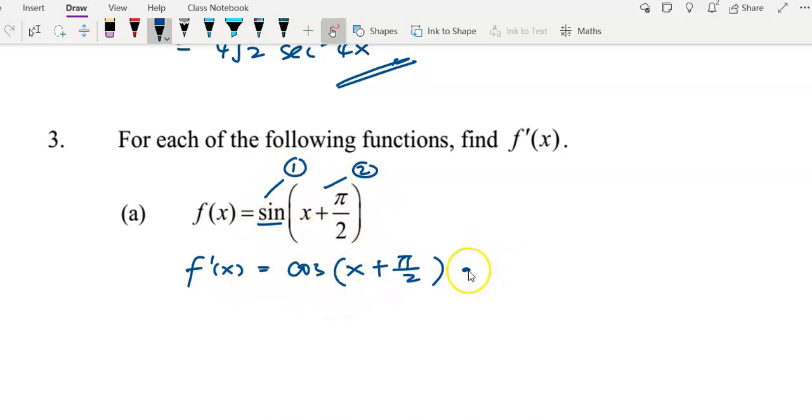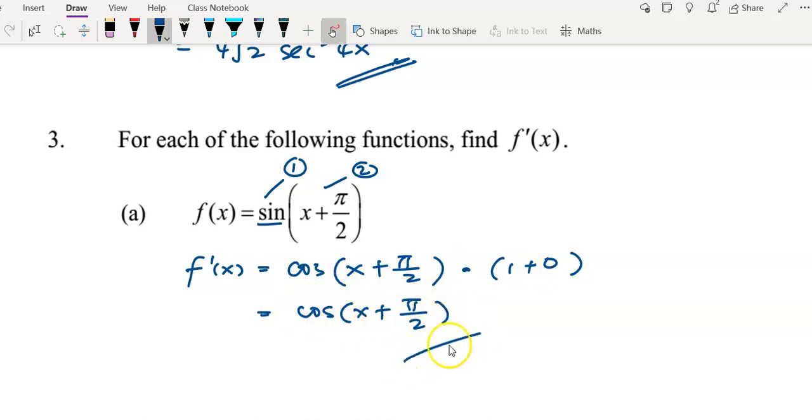Then after that, you need to differentiate the inner function, which is the second function you need to differentiate. Differentiate x, you get 1, and differentiate pi over 2, you get 0. So actually, the answer is 1 multiplied by cos of x plus pi over 2. Final answer, you get back your cos of x plus pi over 2.